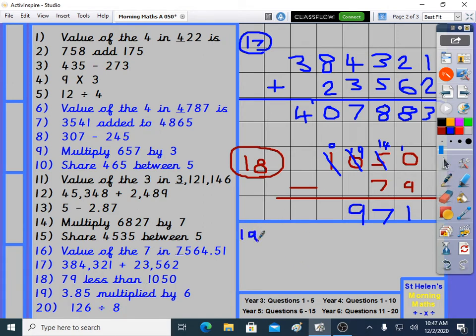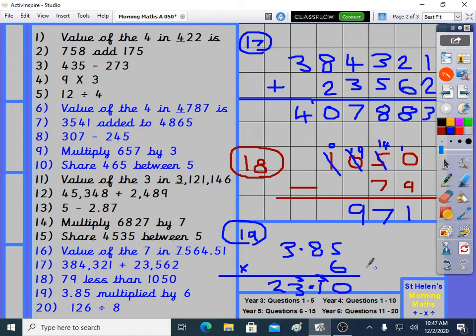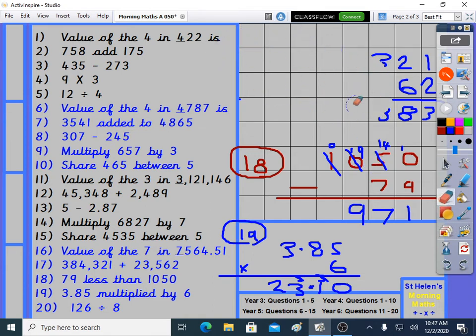Probably fit that down here. 3.85 multiplied by 6. So you line it up as if there's no decimals really. We'll just have to remember one decimal place at the end. 23.10. Officially said as 23.1. 3 times 6 is 18. Yeah, that makes sense. 23.10. And then we just have a tiny little bus stop to finish off question 20.